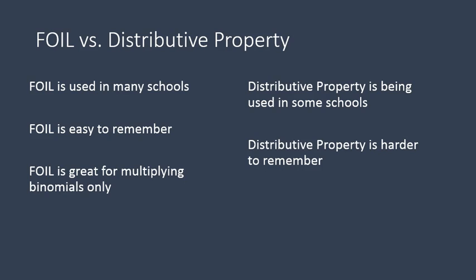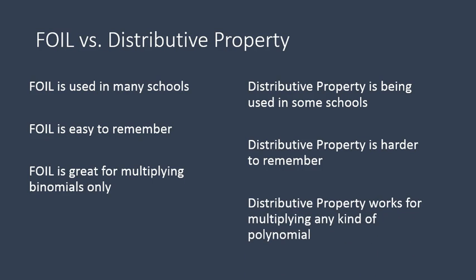The distributive property is harder to remember. It's harder to say, and so it's not quite as catchy as the FOIL method. But here's the big advantage. The distributive property works for multiplying any kind of polynomial. If you're multiplying a monomial like we did in earlier lessons, or if you're multiplying two binomials, using the distributive property is going to work every single time. So this is why I prefer the distributive property.